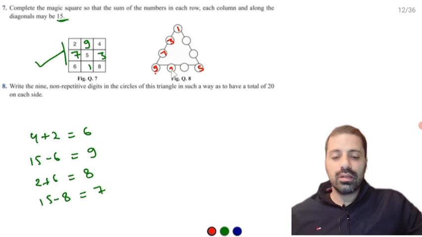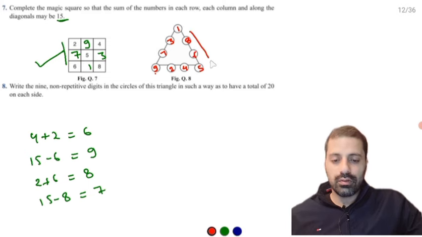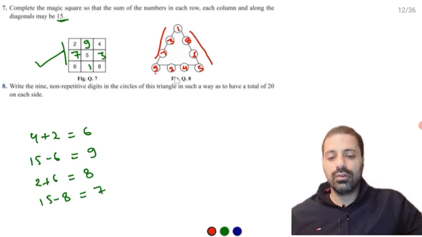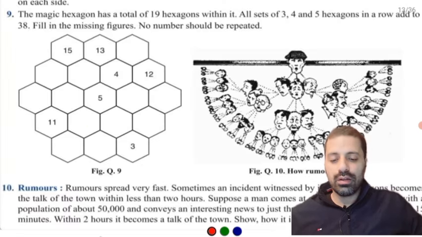Now the sum here is 14. So 2 and 4 may be here, and 5, 6 here. So we have 7 remaining. So 8 and 6 remaining here. So 8 and 6 will come here. So that is also 20, that is 20, and that is 20. I hope you understand this question very well. Now these are good questions. Now comes question number 9.